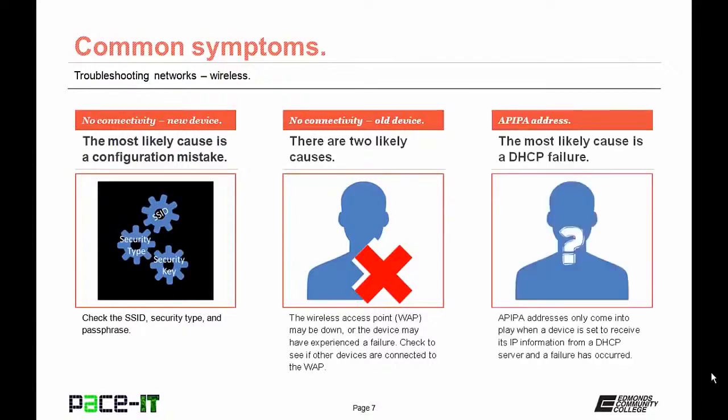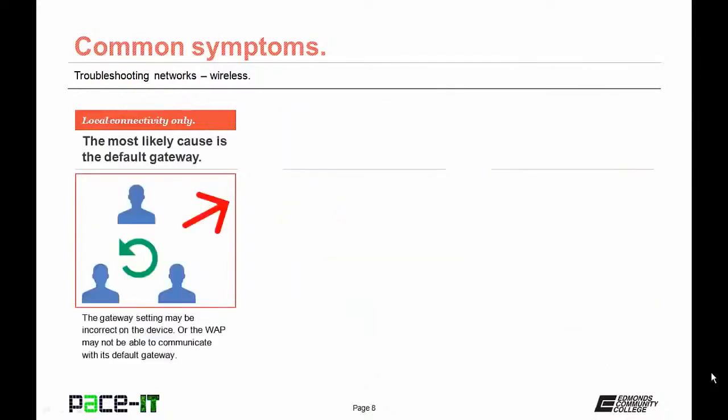Now, if your wireless device only has an APIPA address, then the most likely cause is your DHCP server. APIPA addresses only come into play when the device is set to receive its IP information from a DHCP server and it doesn't receive it. So you need to check whichever device is being used as your DHCP server and figure out why it's not handing out addresses. Now let's talk about why you might only have local connectivity.